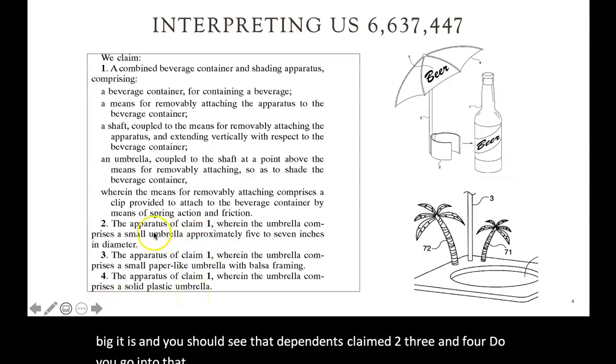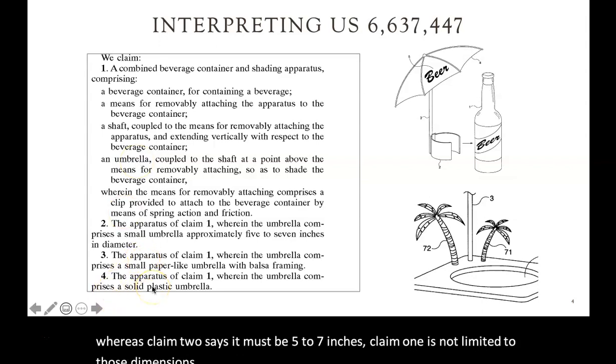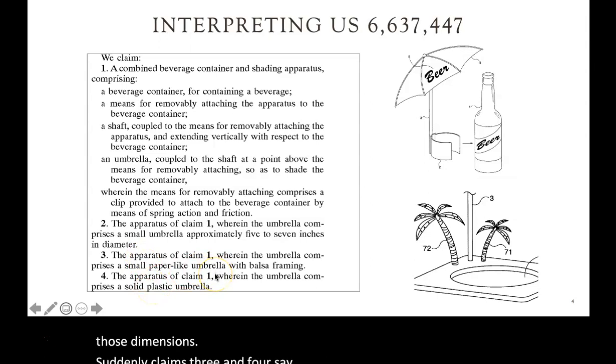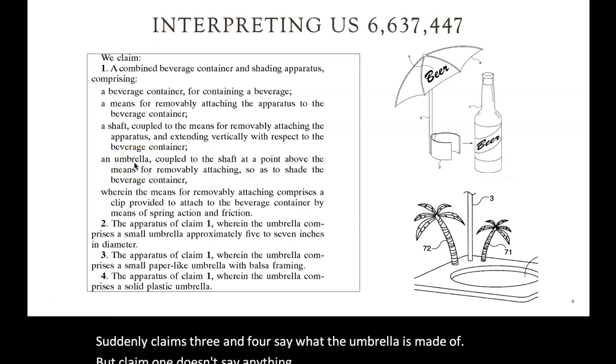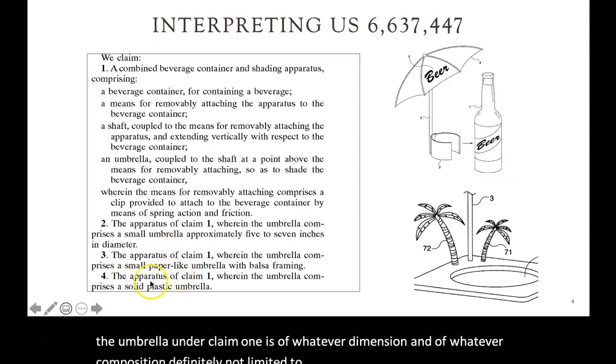So what you should know here is that whereas claim 2 says it must be 5 to 7 inches, claim 1 is not limited to those dimensions. Similarly, claims 3 and 4 say what the umbrella is made of, but claim 1 doesn't say anything. That means it is not limited to those. So the umbrella under claim 1 is of whatever dimension and of whatever composition, definitely not limited to those things if you're looking at the claims.